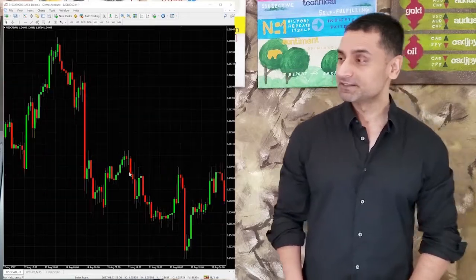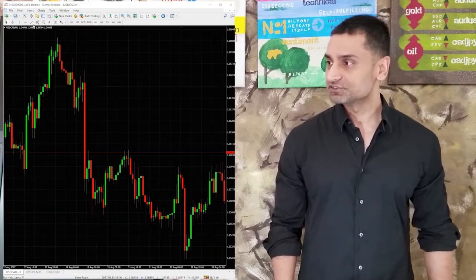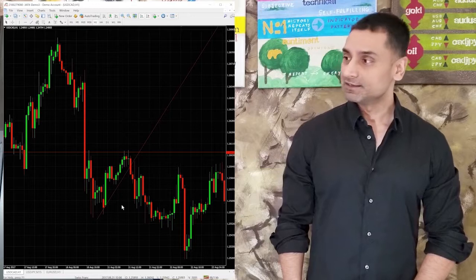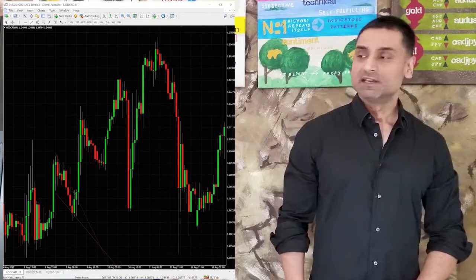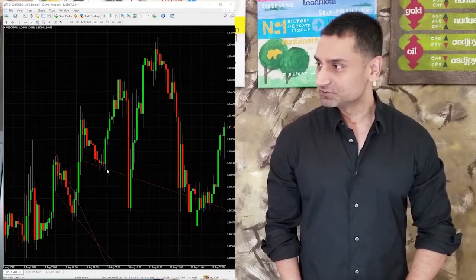Here we have a pennant, a bearish continuation pattern, a falling wedge, a continuation to the upside, and here is a triangle, a symmetrical one.